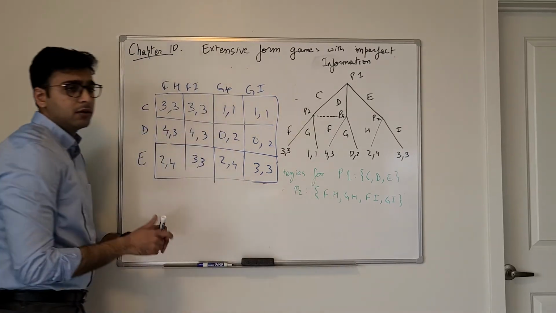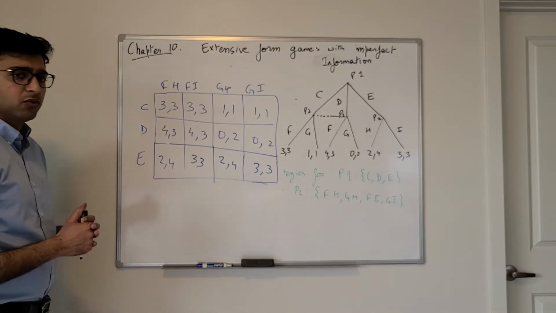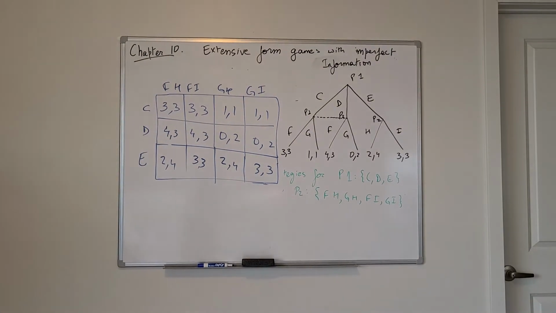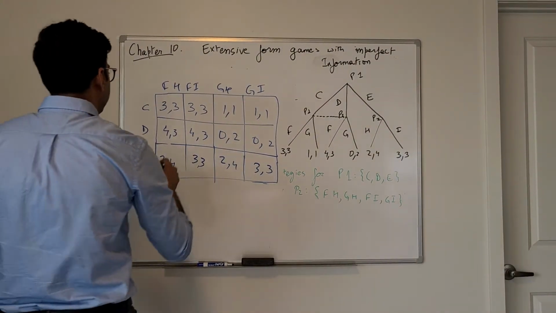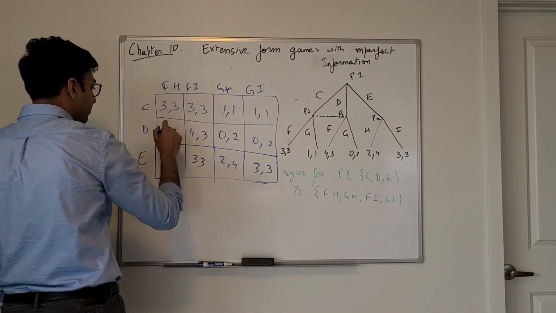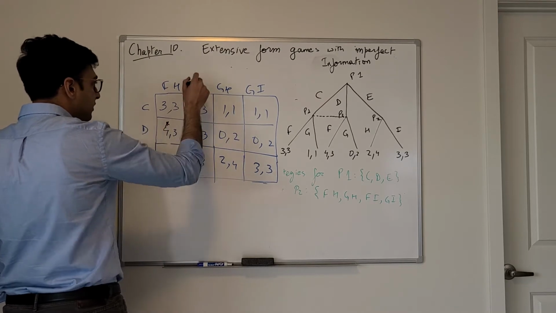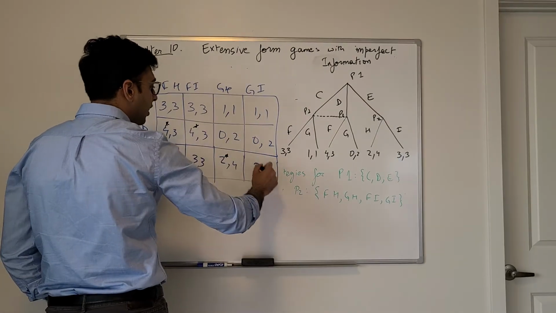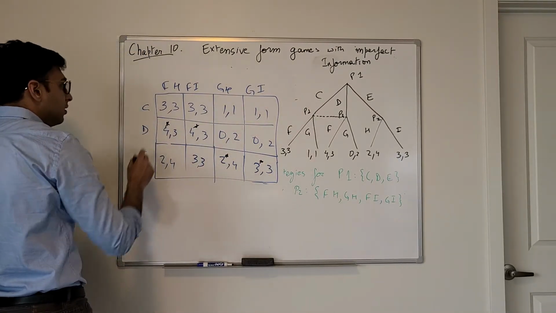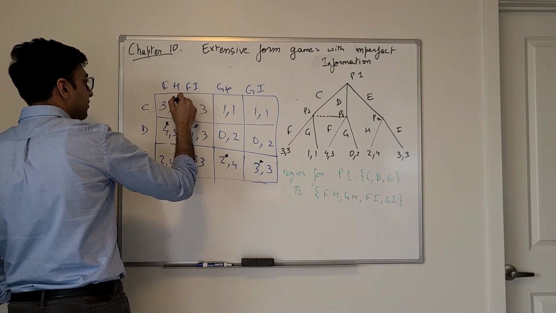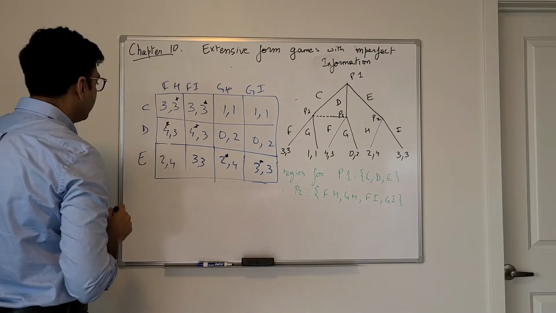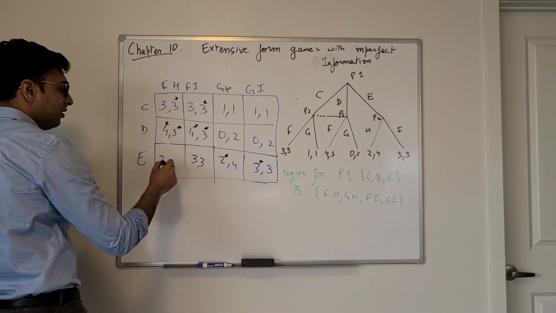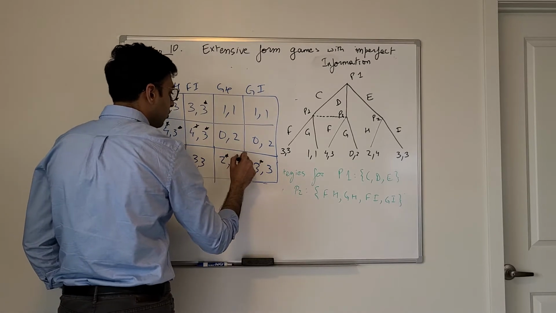And our way of denoting best responses is exactly the same as what we did earlier. If player 2 plays FH, then player 1's best response is playing D. GH best response is E. GI best response is E. If player 1 plays C, then player 2's best response is either FH or FI. Player 1 plays D, player 2's best response is either FH or FI. Player 1 plays E, player 2's best response is either FH or GH.